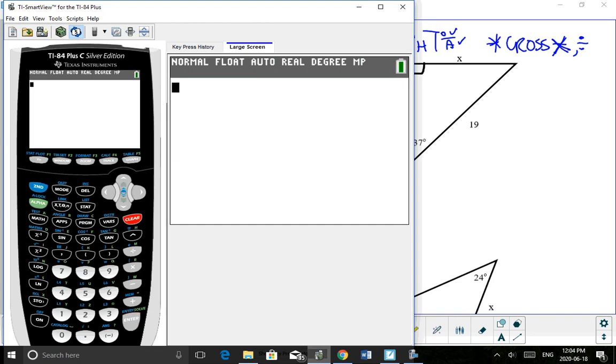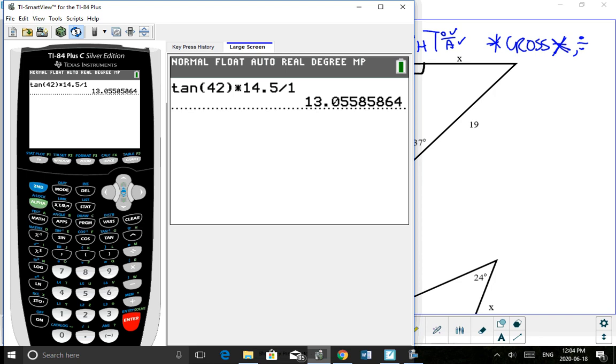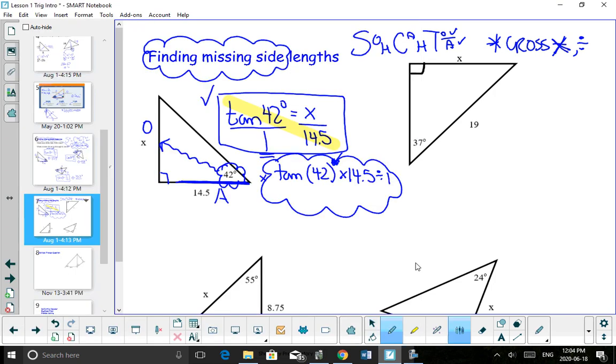So you're going to go tan 42, finish off the bracket, times 14.5, so there's your cross multiply, and then divide. So you get 13.1. So x equals 13.1. Now, if this was given as side lengths with, like, centimeters, you would have to put those units in. Okay, so look at another one here.